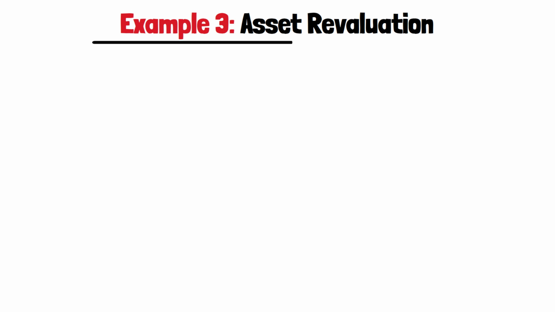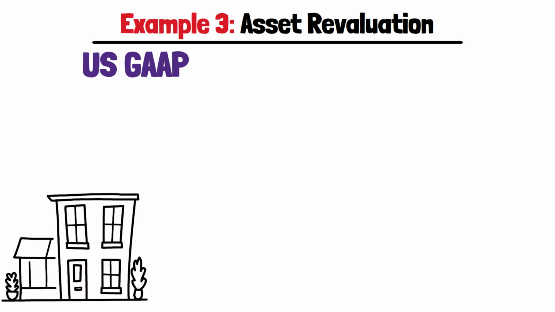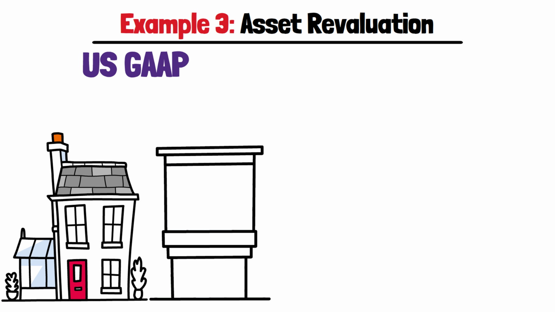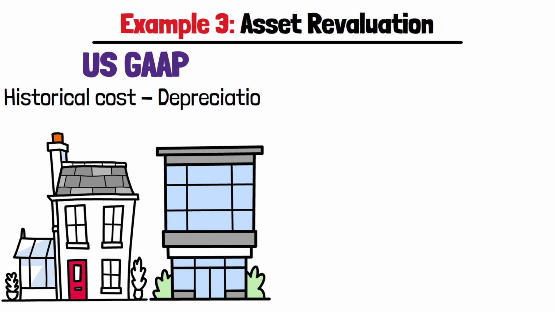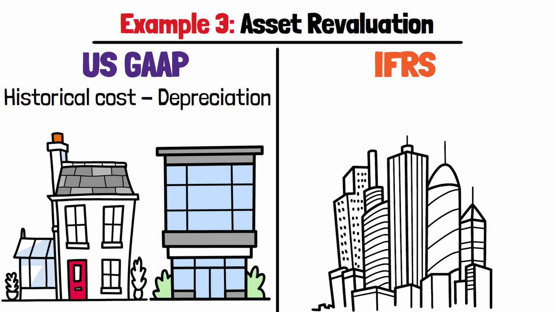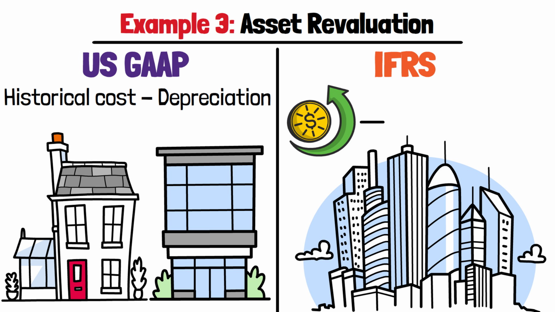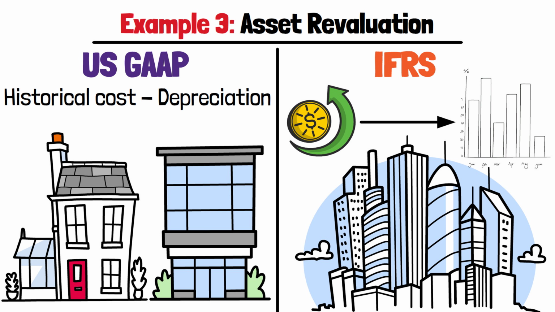Here's a third example, asset revaluation. This is a big one. Under US GAAP, once you record an asset like land or buildings, you generally keep it at historical cost minus depreciation. Under IFRS, companies can revalue assets to fair market value.